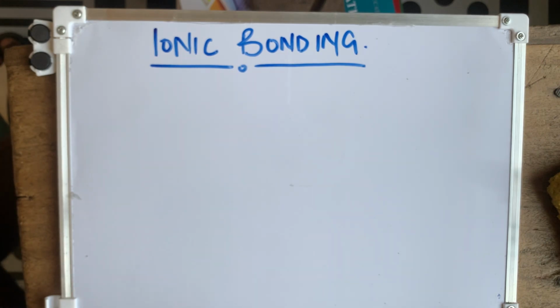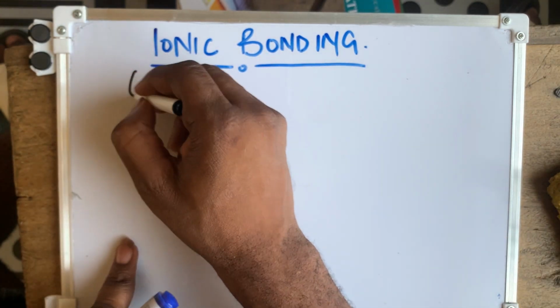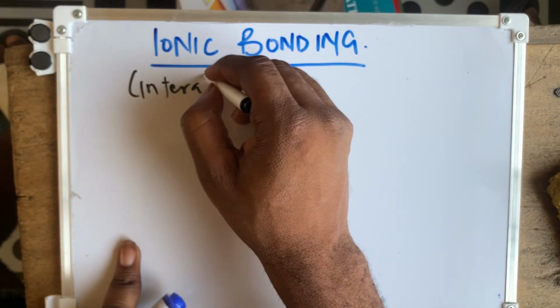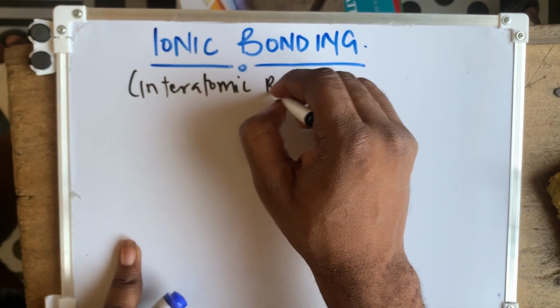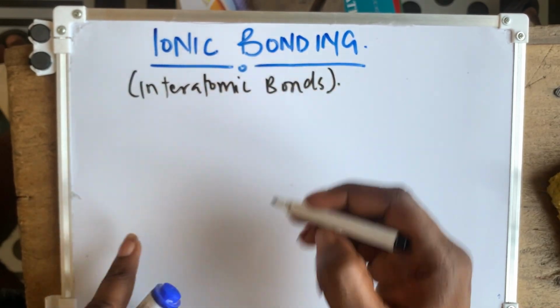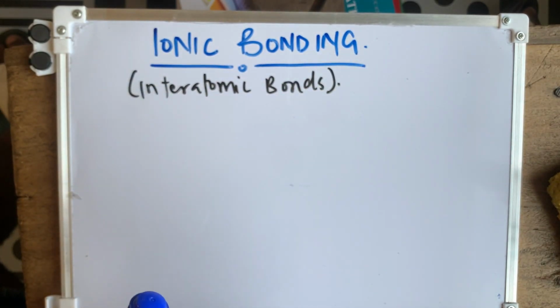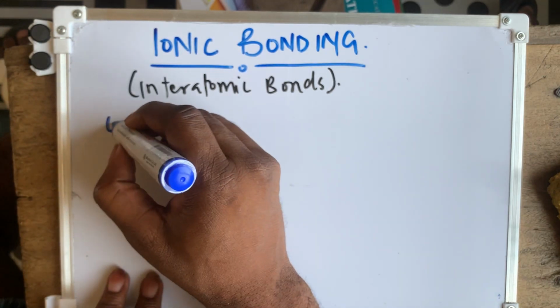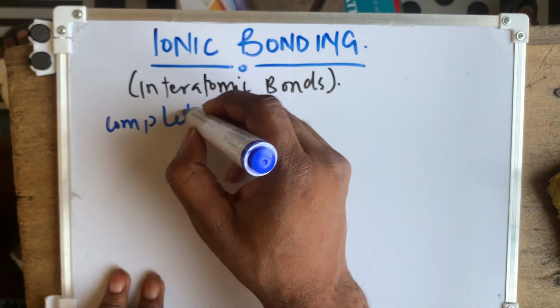With ionic bonding, we've already said in previous videos that ionic bonding is a special type of interatomic bond. So anytime you hear ionic bonding, it is characterized by the keyword complete transfer.